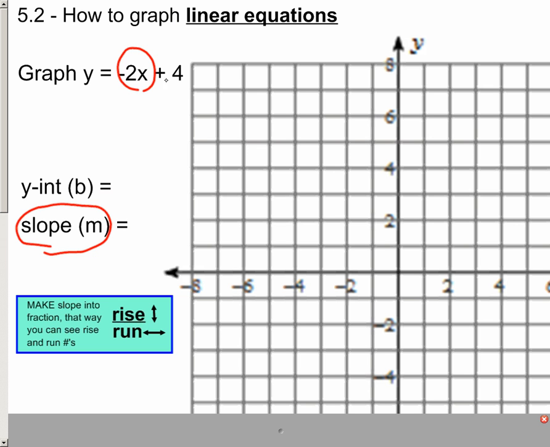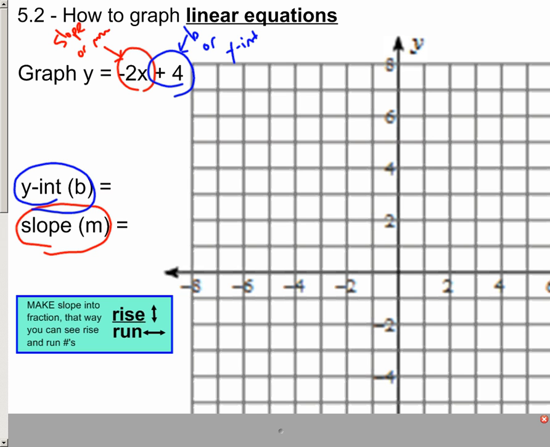And this number right here is going to be our y-intercept. So this becomes our y-intercept. Sometimes we call it b. So this is known as our y-intercept, which is b. And this is called our slope, otherwise known as m.